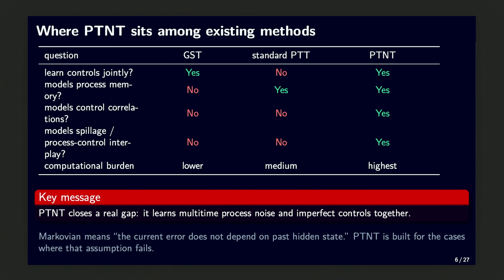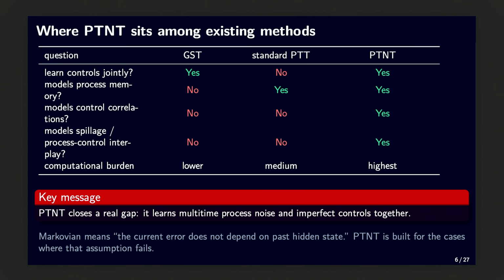I brought this table as well. As you can see, standard PTT and GST have some blind spots, which our PTT is filling. For example, our method learns the control jointly and models the process memory, and it also models the control correlation and the spillage, which neither GST nor standard PTT covers. So they are not considering the crosstalk noises or the spillage, which, as I mentioned, are really common. And if you are not considering that when trying to characterize your system, basically you are not characterizing your quantum hardware accurately.